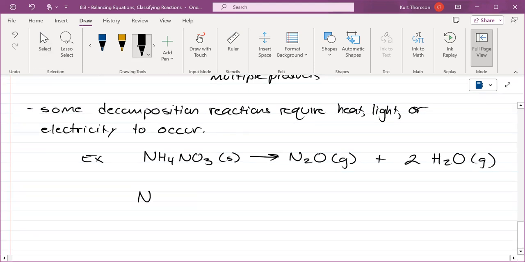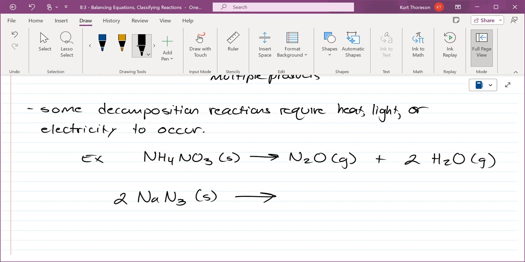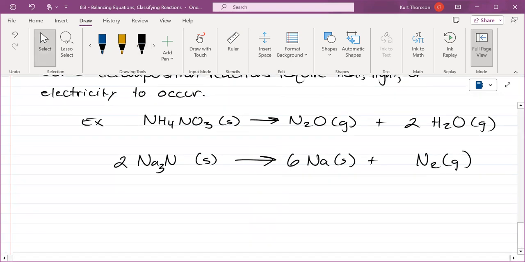Another example would be sodium nitride. Actually, it should be Na3N. It reacts to form sodium and nitrogen gas. Actually, it should be 6. There we go. Those are all decomposition reactions.